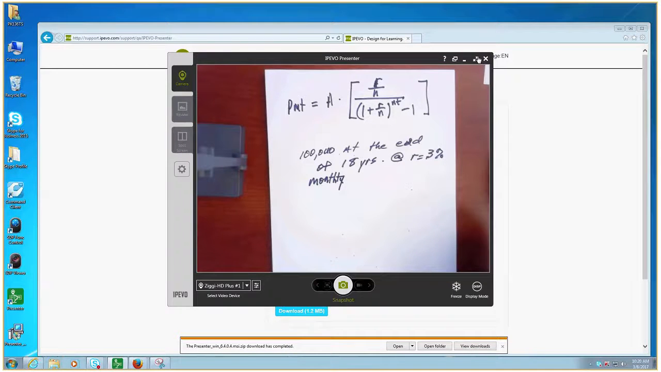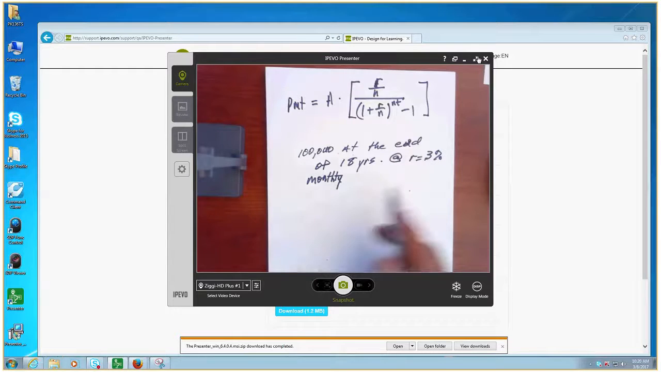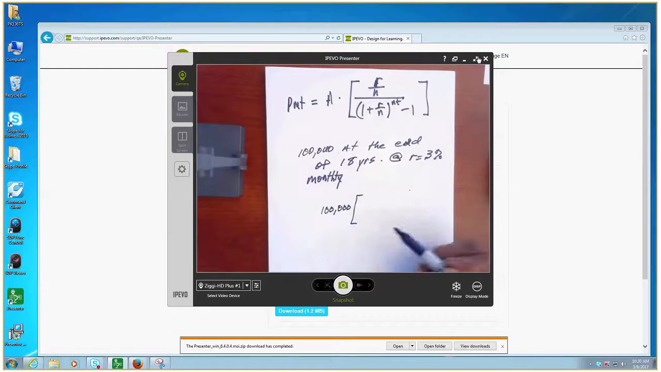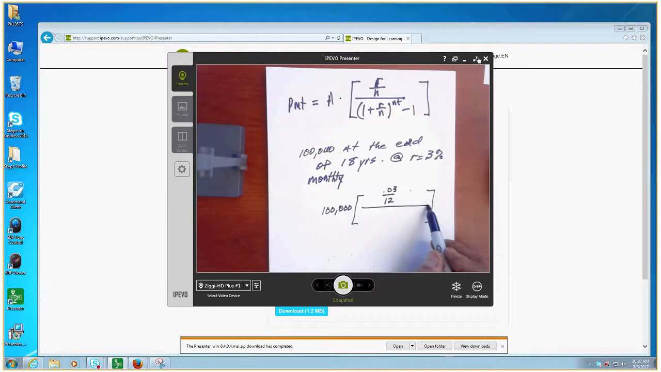So you take that information and you plug it in. 100,000 multiplied by 0.03 over 12, divided by 1 plus 0.03 divided by 12 raised to the NT, which would be 12 times 18. Somebody do that for me. 216. Thank you. 216 minus 1.